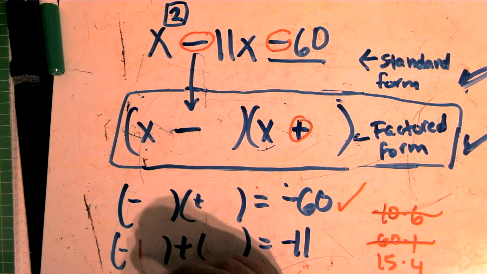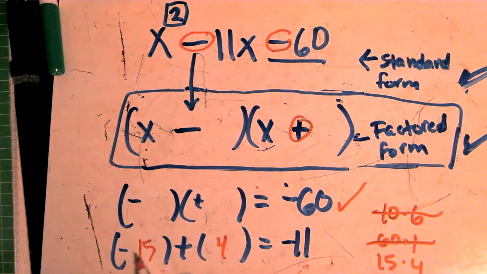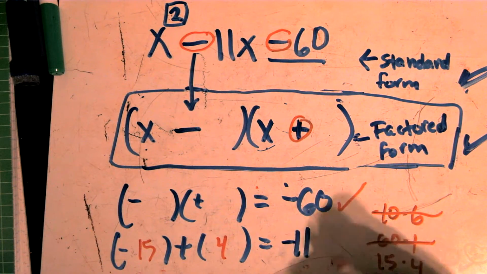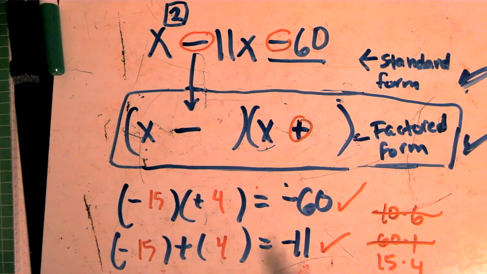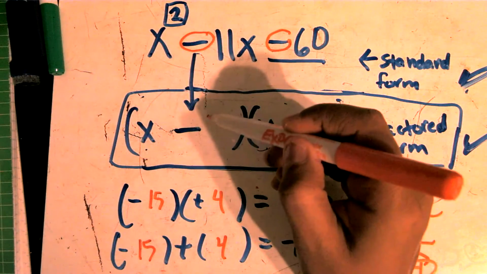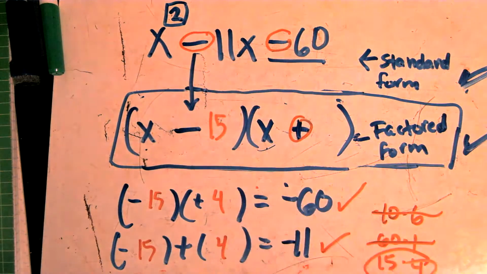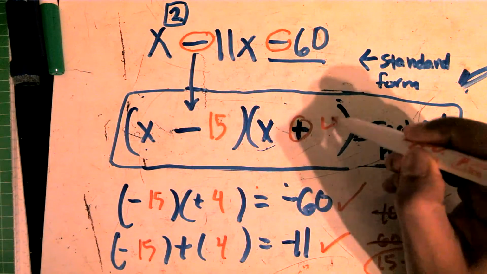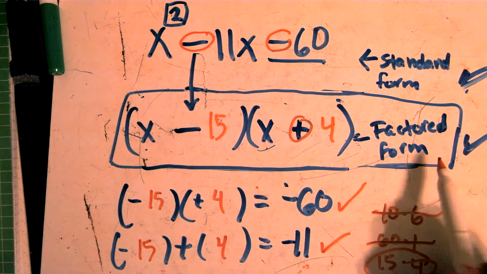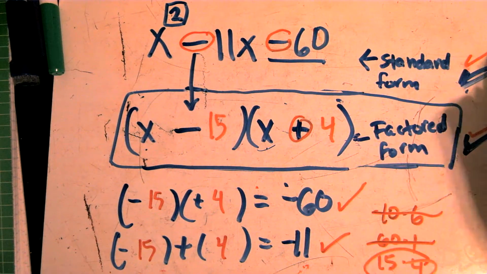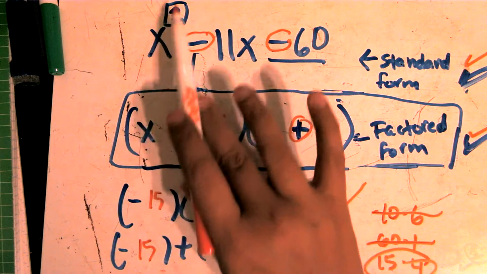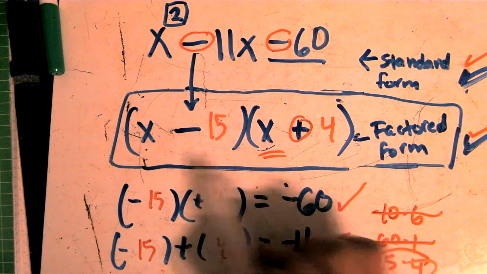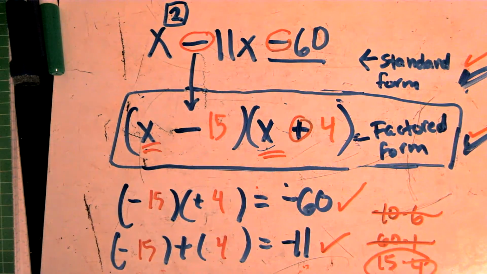How about 15 and 4? Negative 15 plus a positive 4 will give me negative 11. Negative 15 times 4 is going to give me negative 60. So it worked for this one. So our final answer is x minus 15 times x plus 4, the factored expression that is equivalent to the polynomial x squared minus 11x minus 60. X to the second power, that means only two x's. Okie dokie. Hope you enjoyed. Take care.